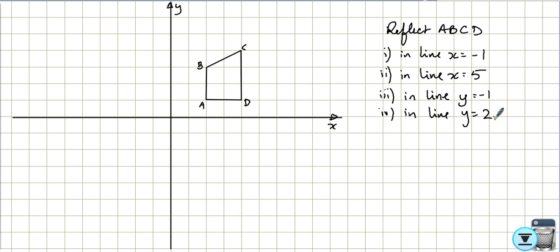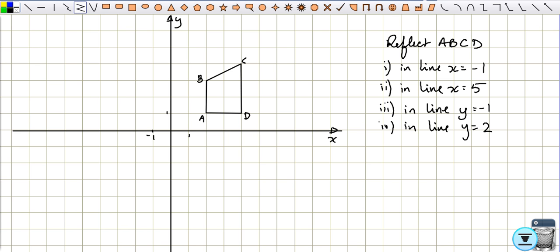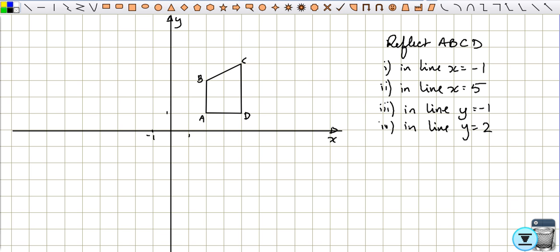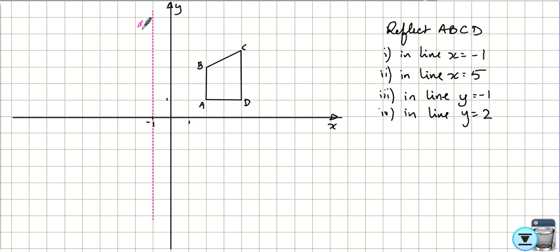So first thing we need to do is to draw the line x equals minus 1. So this is the x-axis, this is 1. So this is x equals minus 1. I'm going to draw it because we're going to use that. Okay, so x equals minus 1 is this line. Passing through minus 1, so we need to reflect ABCD through this line. This is our mirror, this is our object, the image will be on the other side.